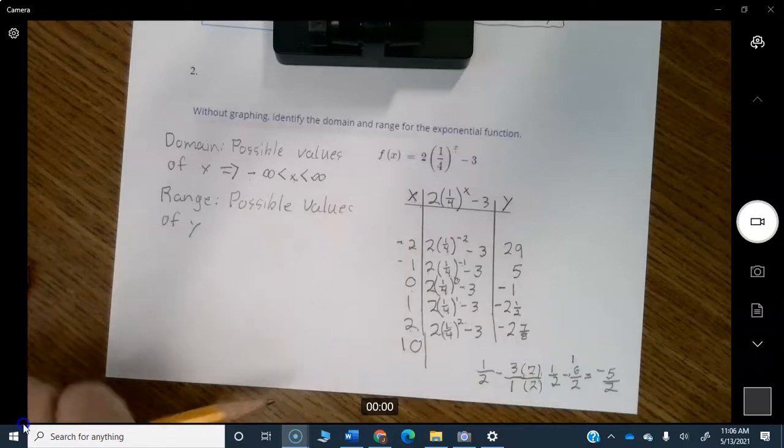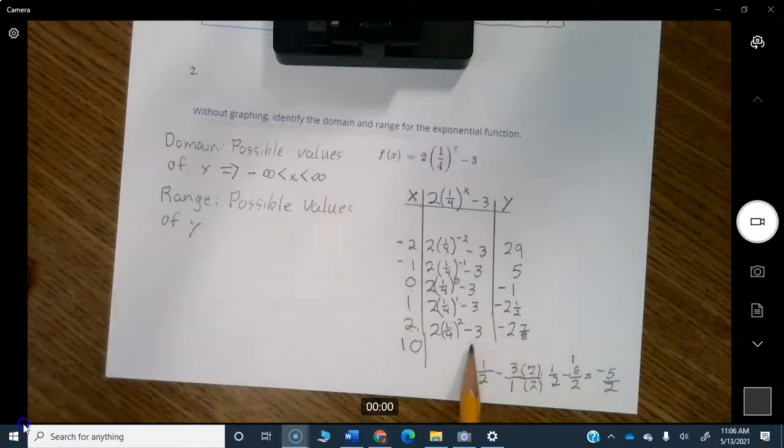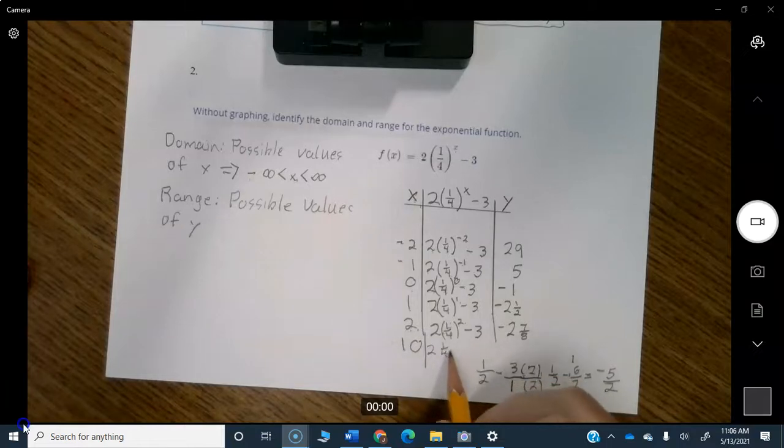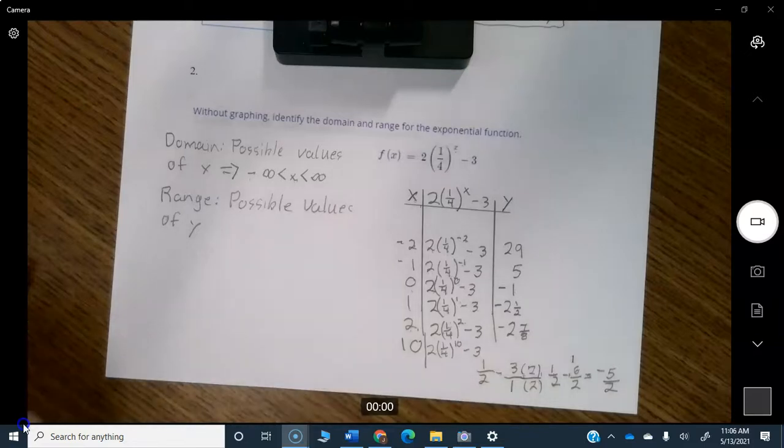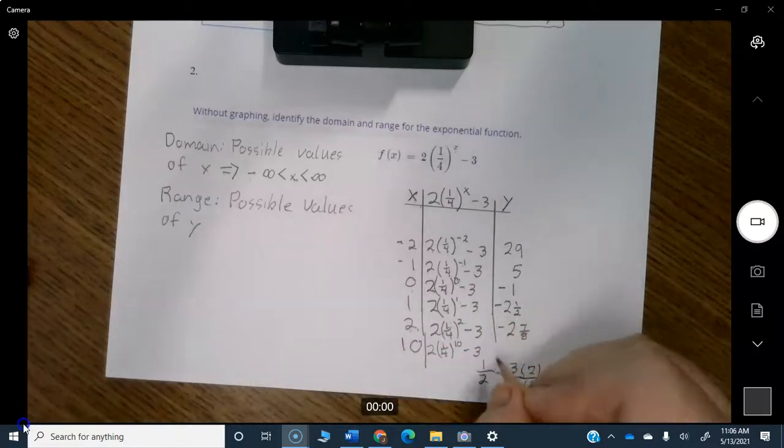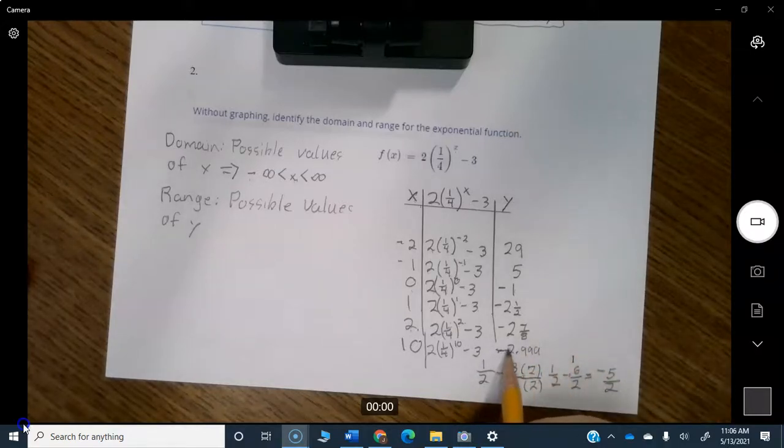Now I'm going to multiply that by 2. And that gives me still a really small number. And now I'm going to subtract 3. So I should write it out here. 2 times 1/4, and we're raising that to the 10th power, and then we're subtracting 3. And when I subtract 3, I get -2.9999, -2.999. It just keeps going. So you can see this number is really tending towards -3. Okay, that's very, very close to -3. It's never going to go beyond -3.